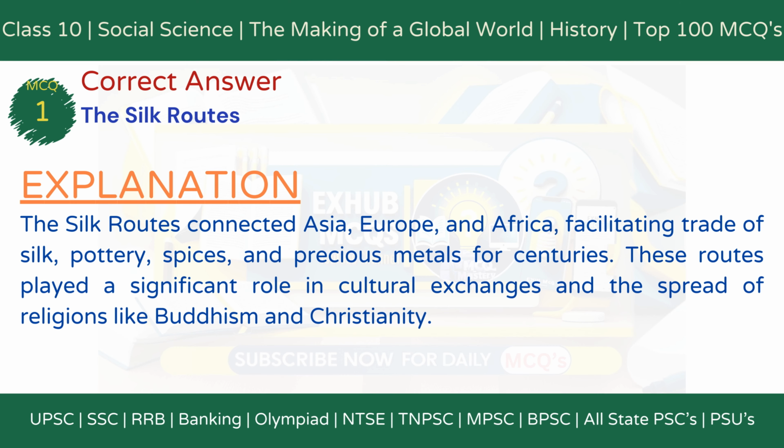The correct answer is option B, the Silk Routes. Explanation: the Silk Routes connected Asia, Europe, and Africa, facilitating trade of silk, pottery, spices, and precious metals for centuries. These routes played a significant role in cultural exchanges and the spread of religions like Buddhism and Christianity.